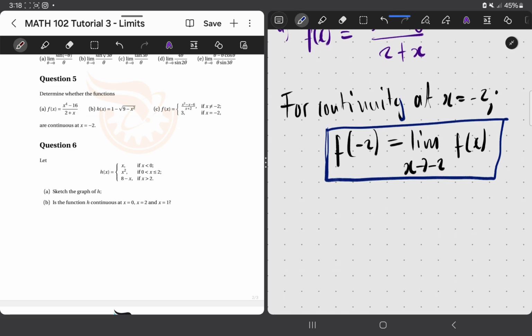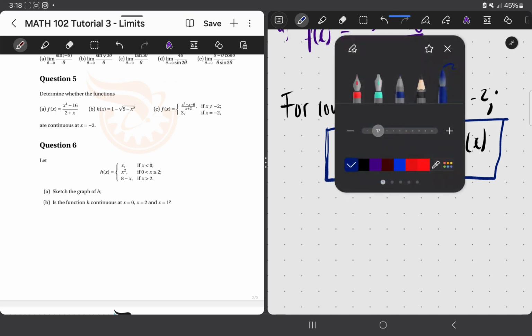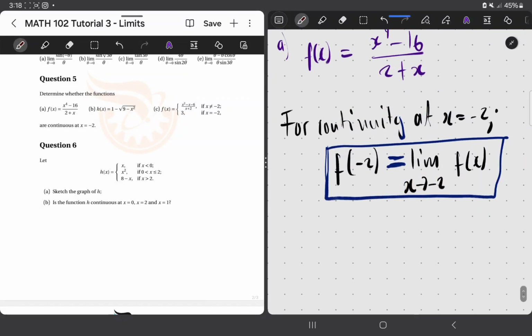If one of them does not exist or gives you 0 over 0 or whatever, then that thing will not be continuous, okay? You should be able to find an answer for f of -2. And this limit must exist. And they should be the same. So those are the three conditions. f of -2 should be there, the limit should be there, and they should also be equal to each other. If they don't meet those three things, then it's a problem.